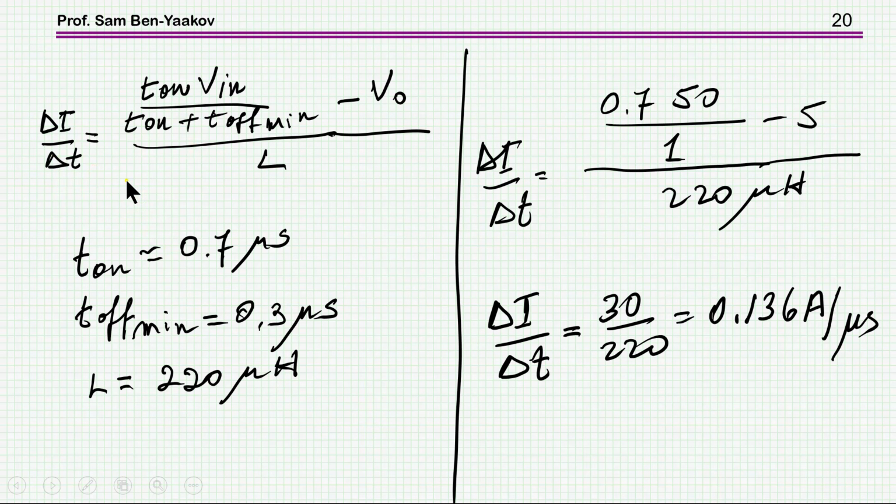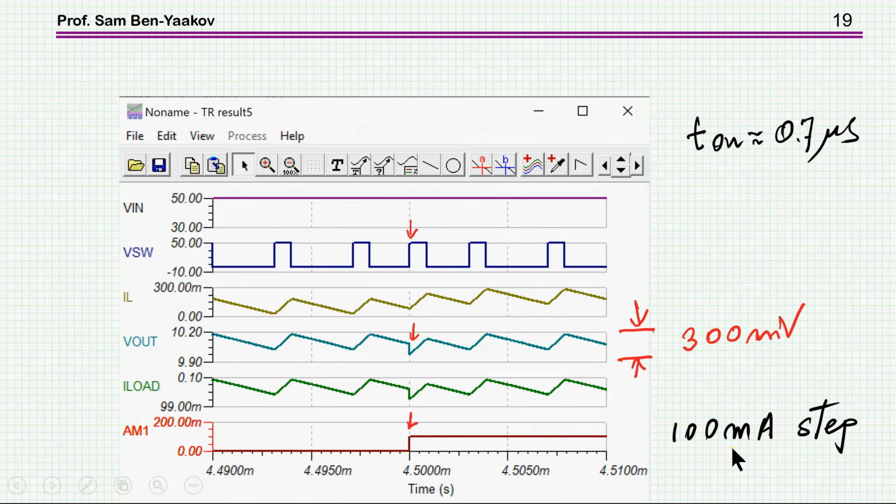we have estimated the dI/dt to be this expression, and for this particular case, T on is about 0.7 microsecond, T off is 0.3, so it's 1 microsecond period, and L is 220 microhenry. So the dI/dt turns out to be 136 amp per microsecond. So therefore, with a 100 milliamp step within 1 microsecond, this should be over.